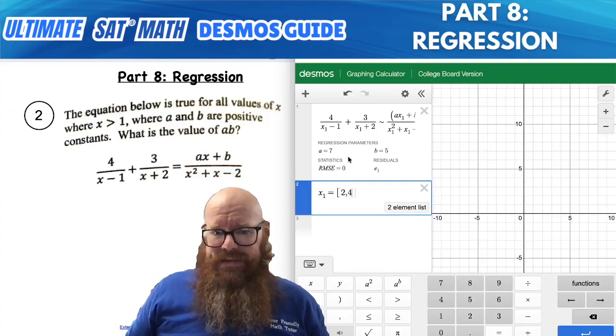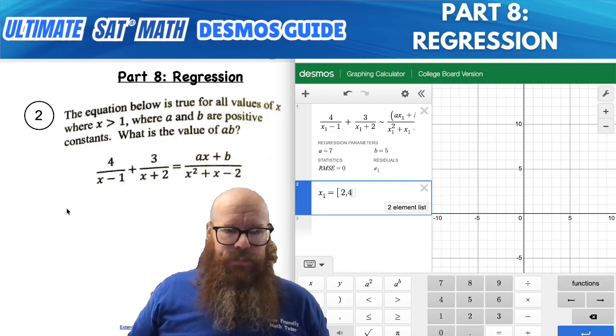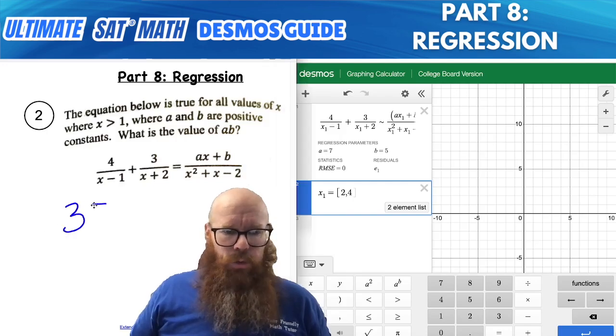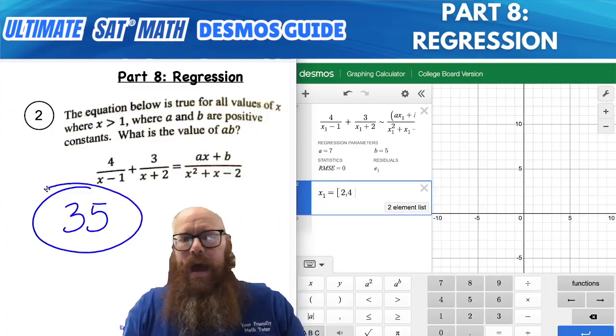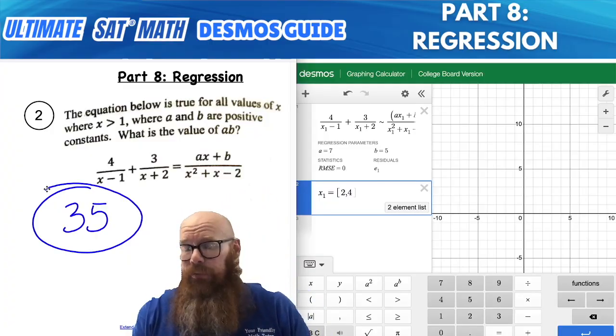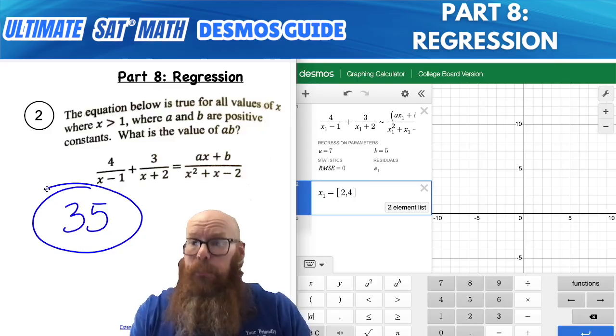Then we know A is 7 and B is 5, so A times B, the answer to the actual problem, is 35. Again, it's just a nice quick way to do problems like this once you understand how to put it into Desmos.